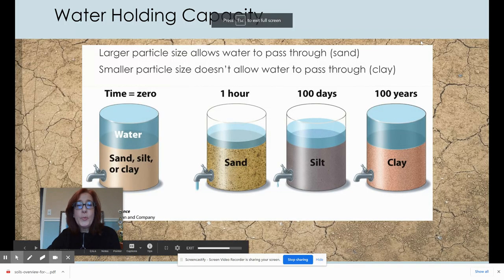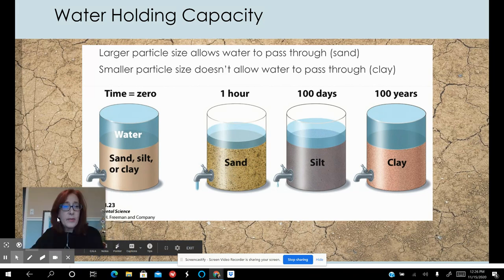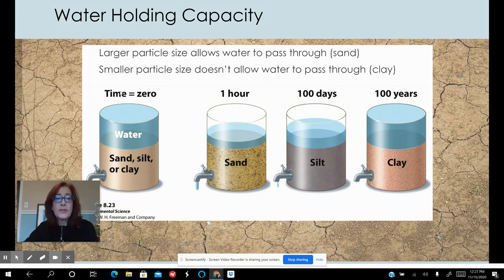Okay, so this is 4.2b, and we're talking about the water holding capacity of different types of soil. If time was 0, sand would take an hour, silt 100 days, and clay 100 years for water to go through.